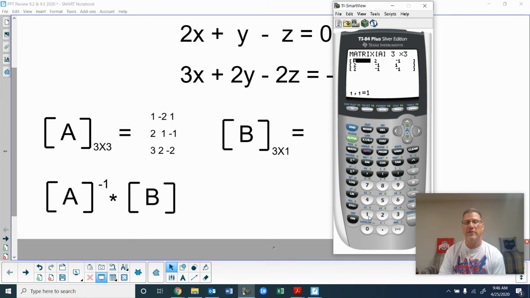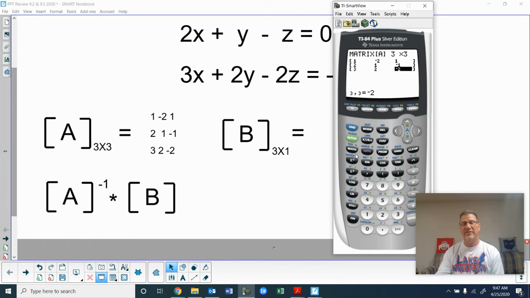So go 1, enter, -2, so -2, enter, and 1. Again, I'm just looking at this little one here because I can't see up there. And I already put them in there. Here's the middle one, 2, 1, -1. So 2, enter, 1, enter, and -1, enter. And then the bottom row, 3, 2, and -2. 3, enter, 2, enter, -2, enter.